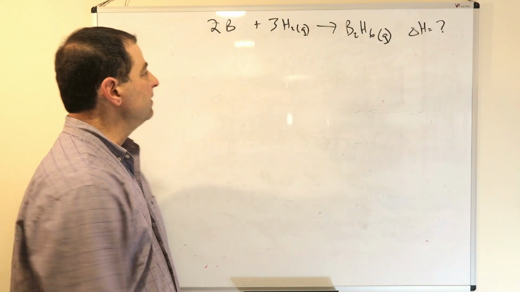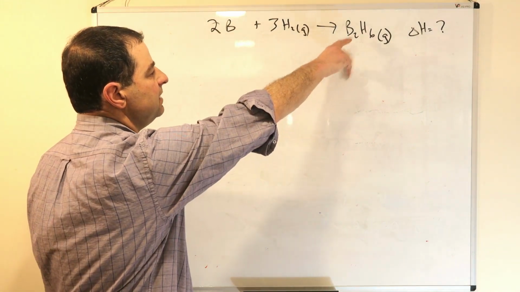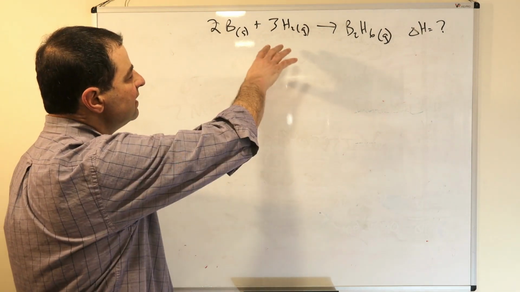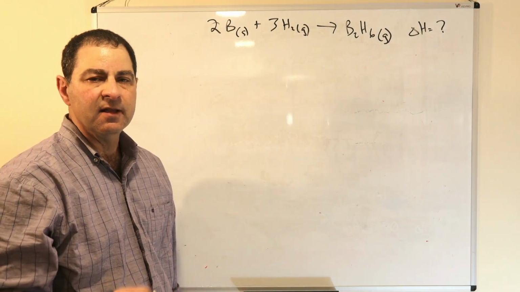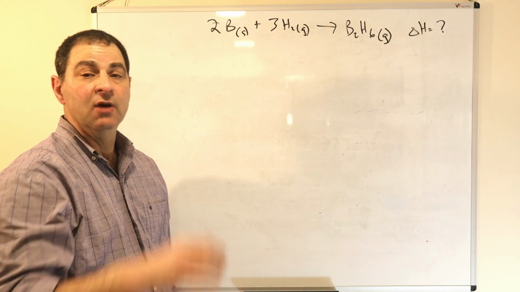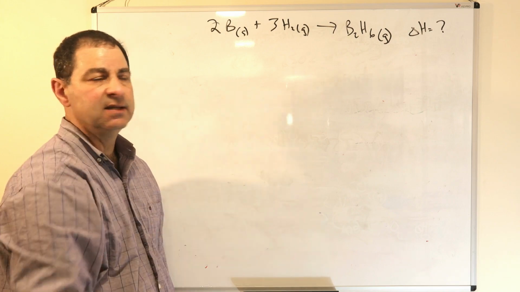Now, another example here. We want 2 boron plus 3 hydrogen gas will produce B2H6 gas. These states and phases are very critical. As we saw in the last one, it takes energy or gives back energy. There's an energy change when something changes from one form to another, for example, from graphite to diamond.